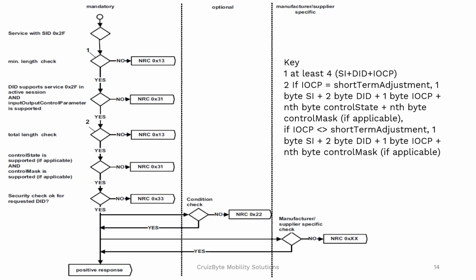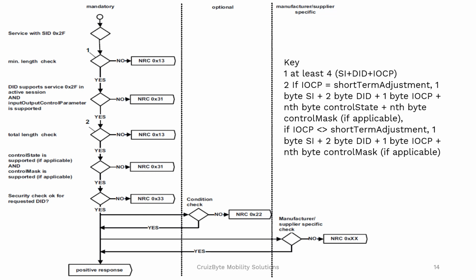If that length is also true, then it goes to the control state supported, until the control mask is supported. Then if the security is also supported, then finally you get the positive response.